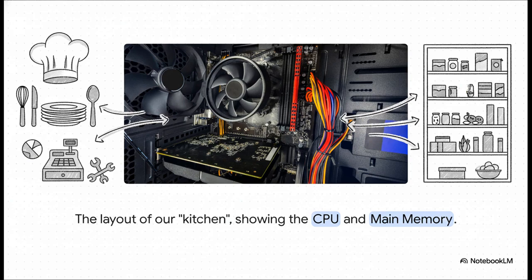And here, you can see how it all connects. Over on the left, you've got the CPU. That's our chef's station, with all its personal tools, like those registers. And on the right, you've got the main memory, our big pantry. Those pathways connecting them, we call those buses. This is our complete kitchen, all ready for action.